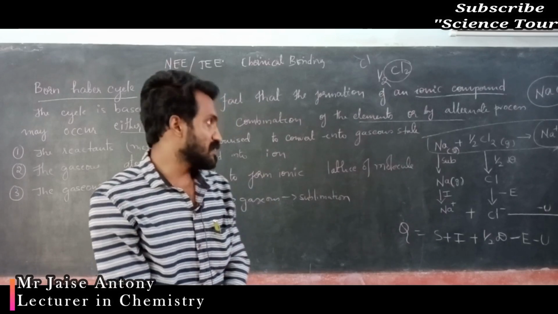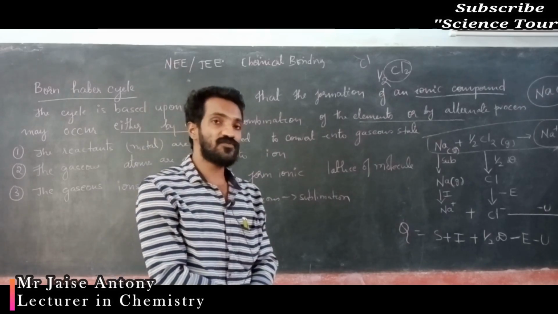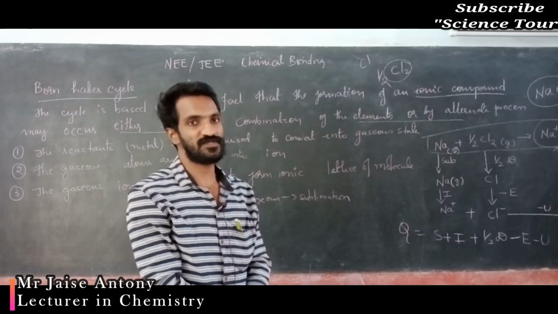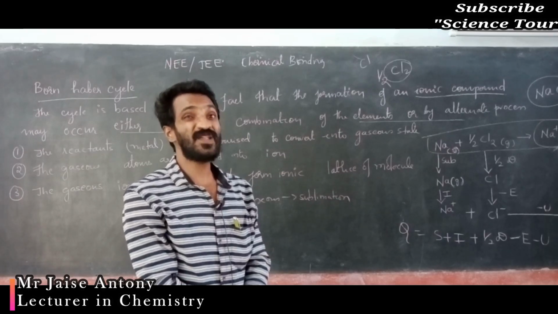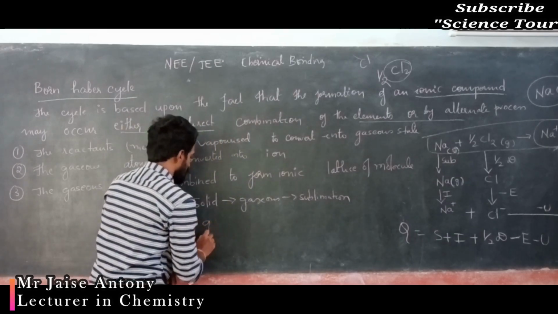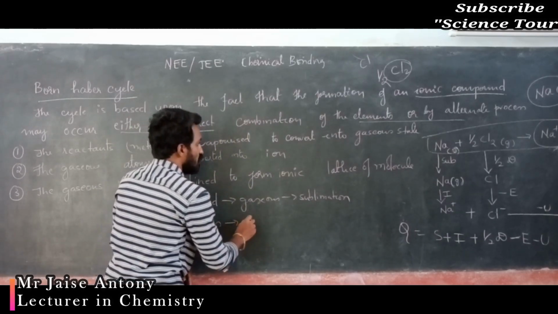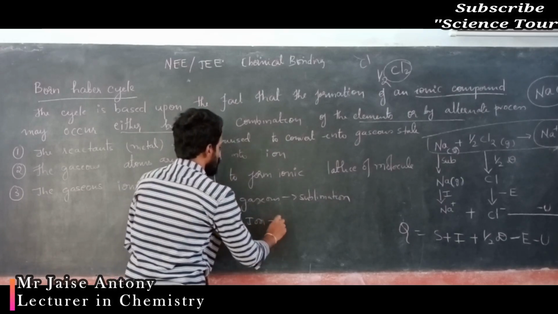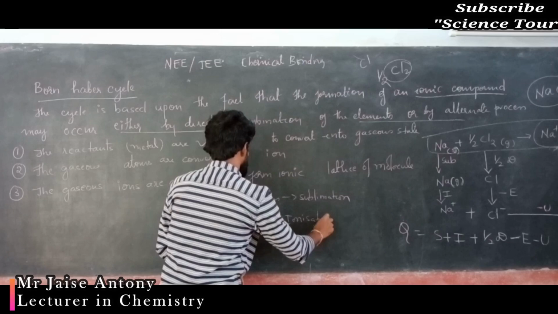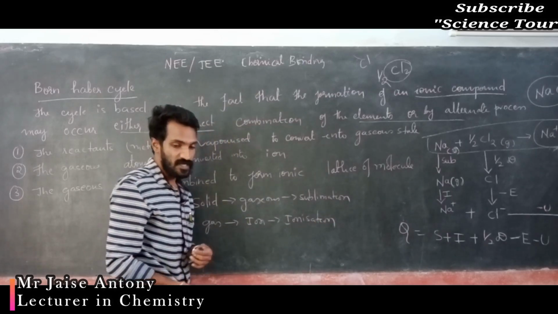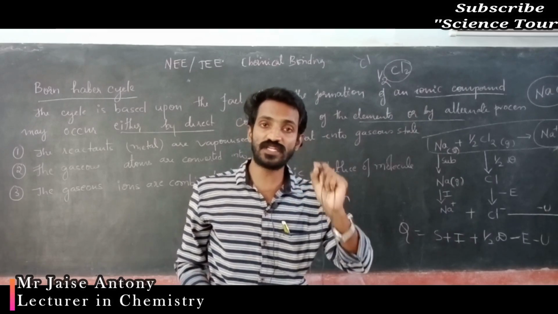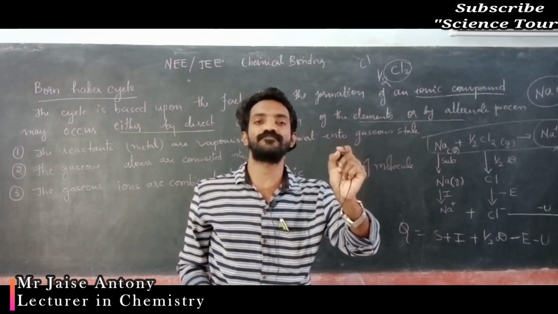Understood? That is how you can convert gaseous form to ion form. That is very important, my dear students. By the ionization process, gaseous form goes to ion. My dear students, what is ionization? Ionization energy means the energy required to remove one electron from a neutral gaseous atom.